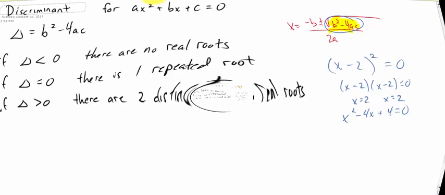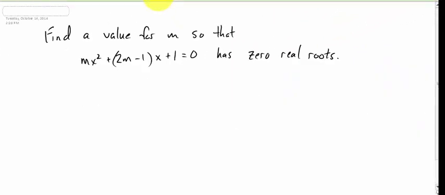So, here's one thing we can do with it. Find a value for m such that this quadratic has 0 real roots. Okay, 0 real roots. That's not telling me to find the solutions. It's telling me what kind of solutions I'm going to have. So 0 real roots tells me to look at the discriminant, and when that discriminant is less than 0.